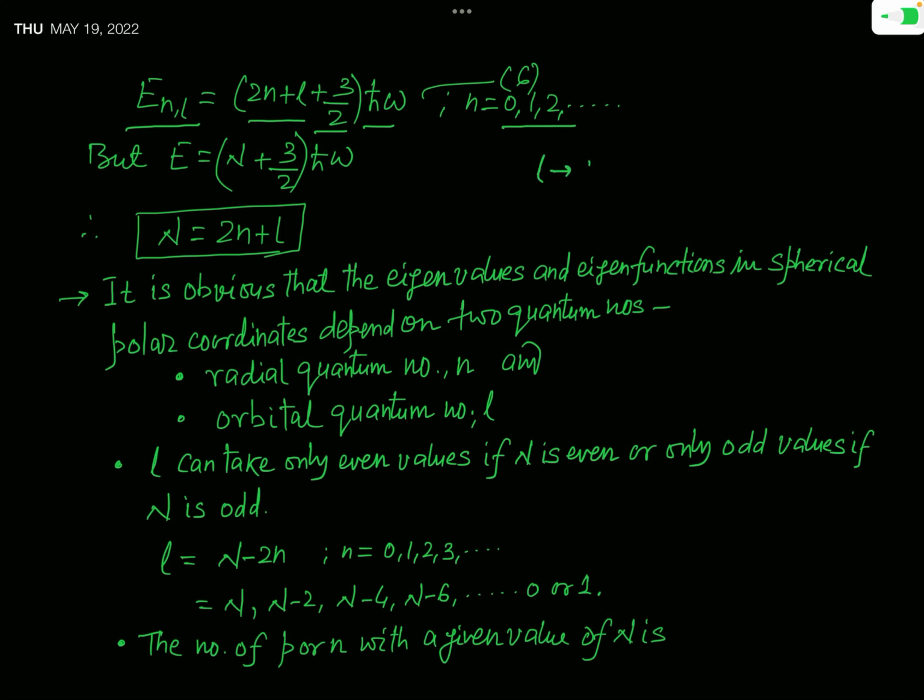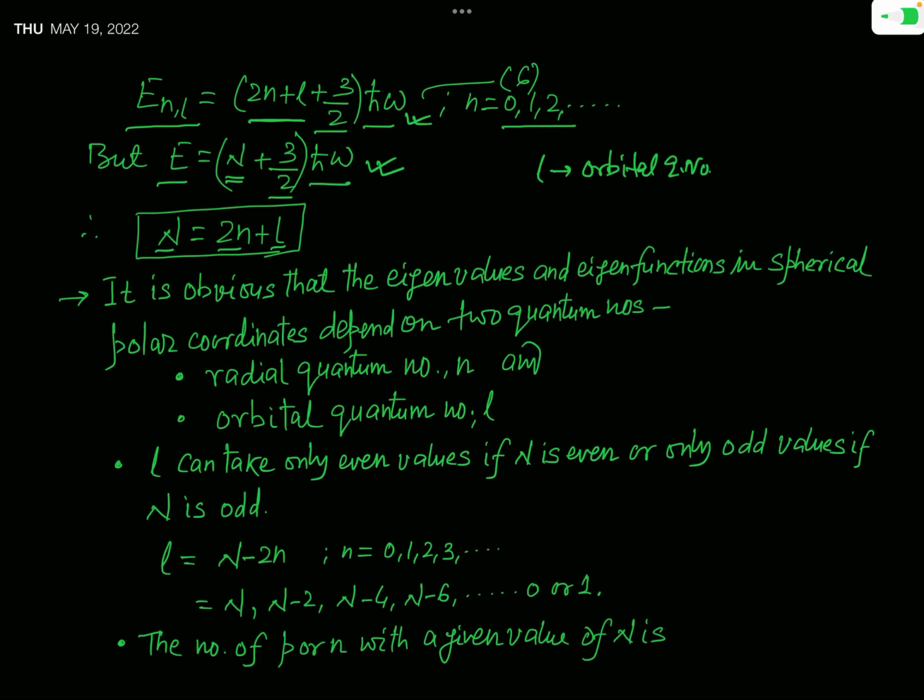And l is called the orbital quantum number. Now if you write 2n plus l equal to capital N, then this expression will be the same as we obtained in the case of Cartesian coordinates, where the energy eigenvalue E is equal to (N plus 3/2) h bar omega. So comparing the two expressions for the energy eigenvalue, you can see that the total quantum number N is equal to 2n plus l.